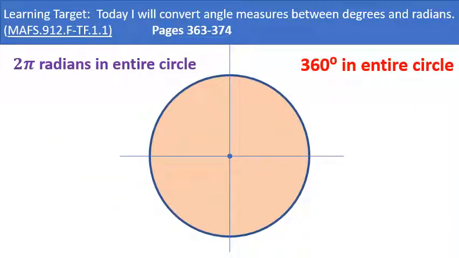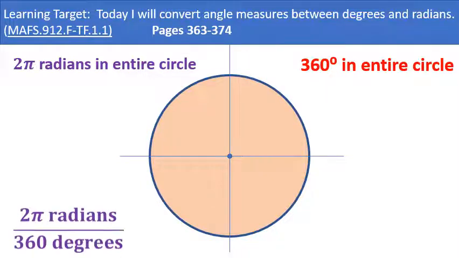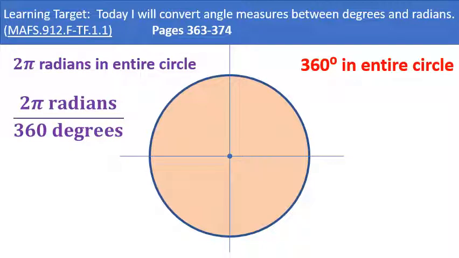Okay, so here we go. There's 2 pi radians in the entire circle. There's 360 degrees in the entire circle. Let's figure out some way that we can go back and forth between degrees and radians. Well, all we got to do is think about what we know. There are 2 pi radians for every 360 degrees. 2 pi represents 1 rotation around the circle. 360 degrees represents 1 rotation around the circle.